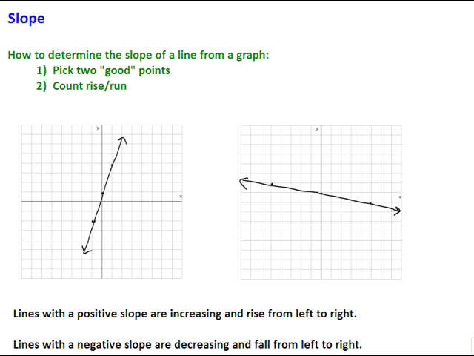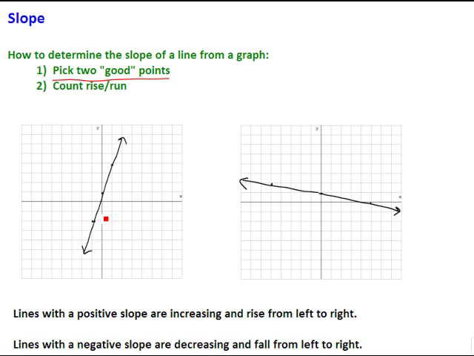The first thing that we're going to do is pick 2 good points, and by good I mean 2 points that you know exactly what their coordinates are. Ideally you want to find 2 points that line up directly on some grid marks. Once you find those 2 good points, then you're going to count the rise, which is going up and down between the 2 points, and the run, which is going left to right between the 2 points. And rise over run is our slope.